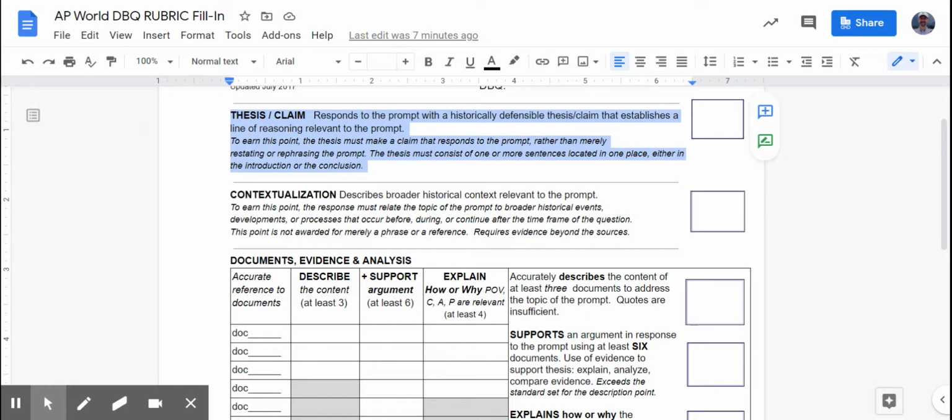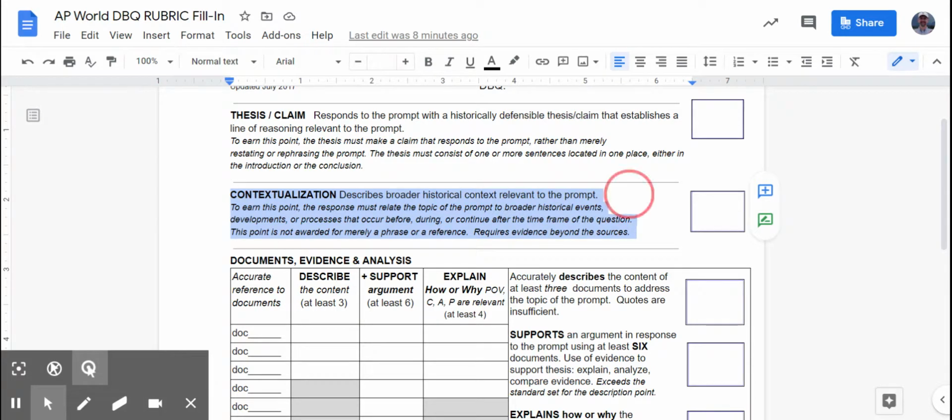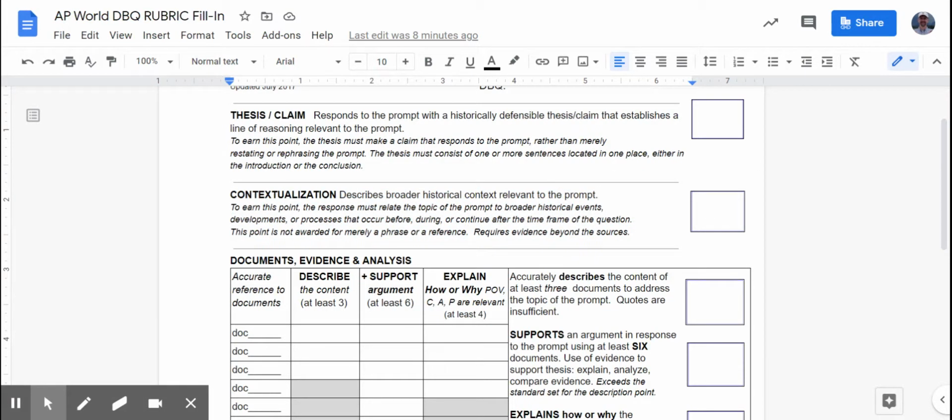The next 3 sentences of the first paragraph are your context. What's happening in the world at the same time? That's the next point. It says, describes the broader historical context relevant to the prompt. Okay, so you're going to talk about broader historical events, developments, or processes that occur before, during, or continue after the time frame of the question.